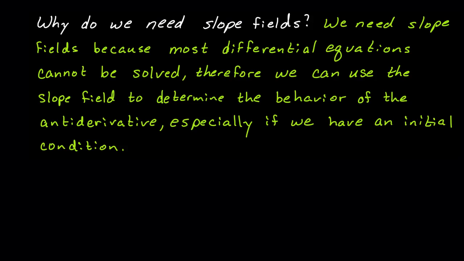All right, so why do we need slope fields? Why don't we just separate the variables and solve the equations all the time? Well, we need slope fields because actually most differential equations cannot be solved. Therefore, we can use the slope field to determine the behavior of your antiderivative. You'll be able to see the curvature of your antiderivative even without knowing what the original function is. Okay? And especially if you have an initial condition, you can go from that point and follow the curvature of the graph. Now, there are some other means that are not part of the Calculus 1 course where you can get more precise with the graph of your antiderivative without actually even knowing what the equation is for that antiderivative.